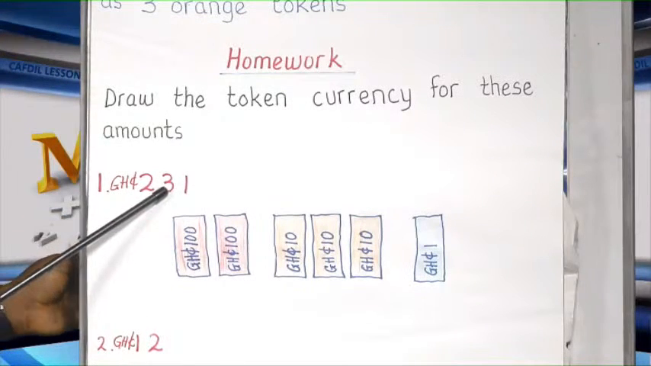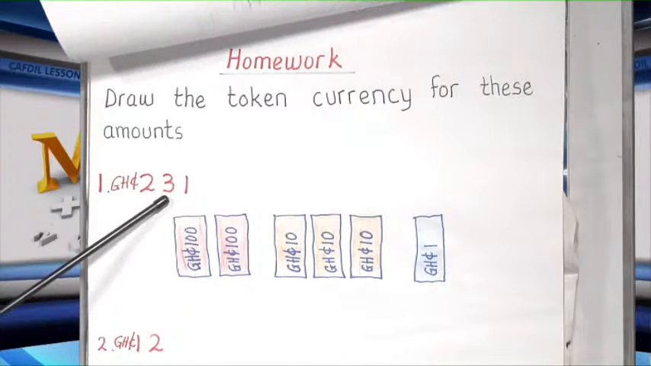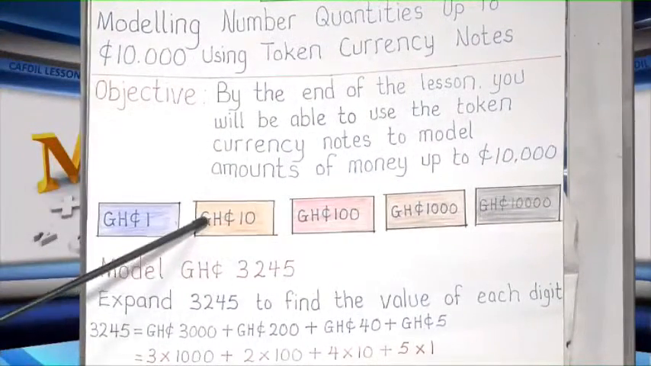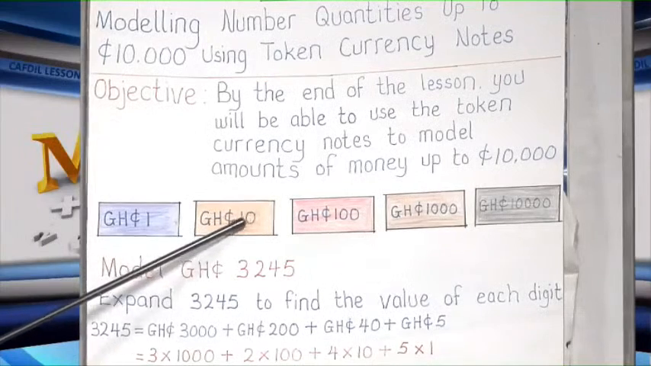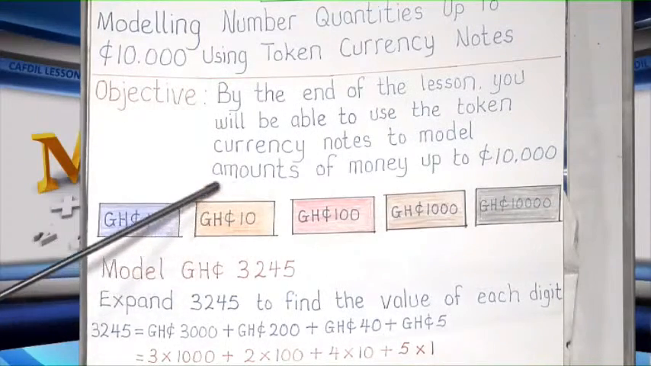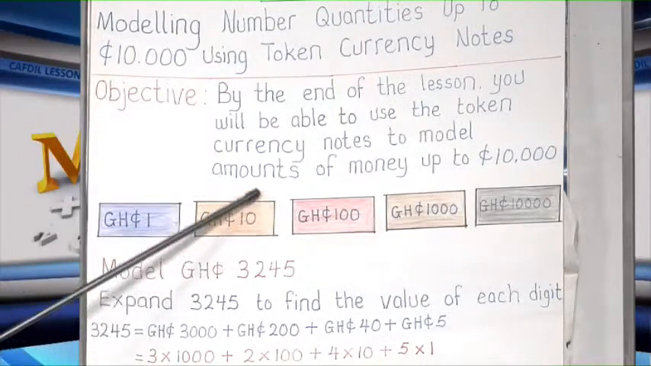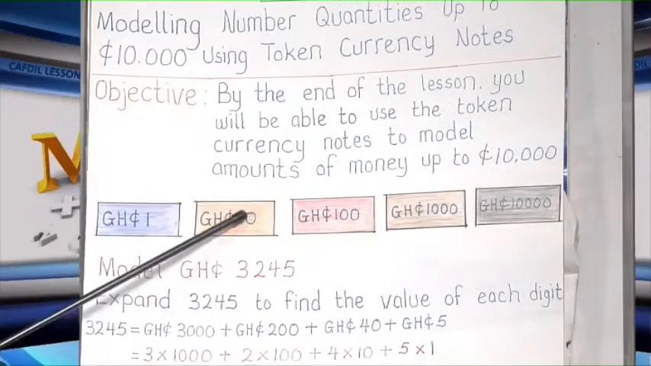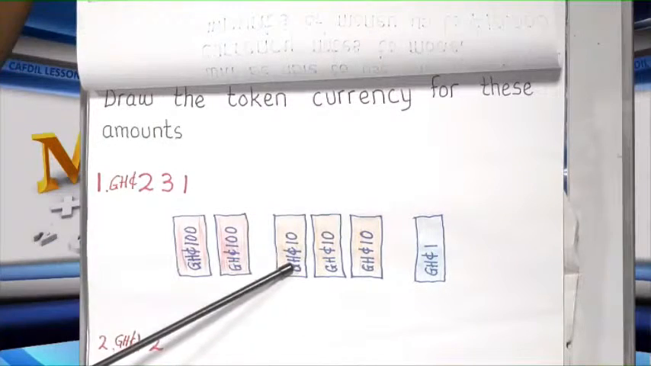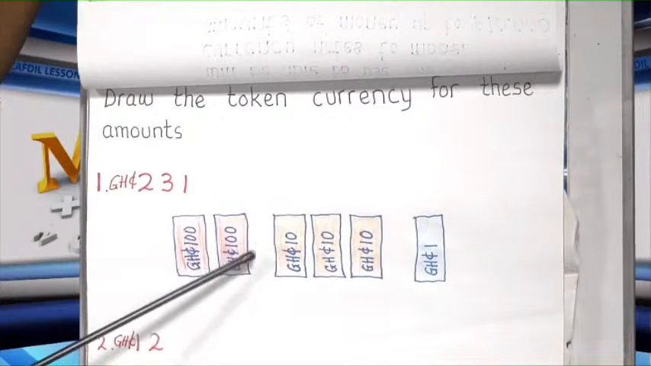Then 30. So 30, for it to be simple for us, we come to the 10 cedis. 10 cedis, and we pick 3 of them, and we use the color orange to represent the token currency notes for 10 Ghana cedis. So if it is 30, then I have to pick 3 of them: 10 Ghana cedi, another 10 Ghana cedi, another 10 Ghana cedi, making 30 Ghana cedis.